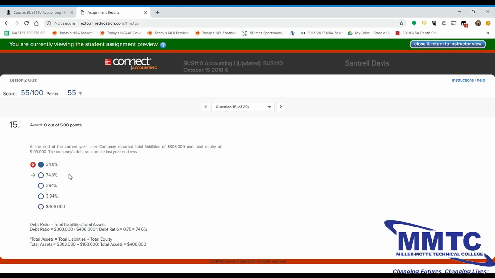So just click the right one too. So when they go back and see it, they can see it.